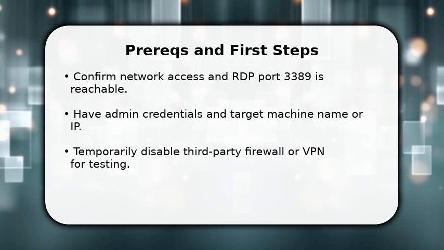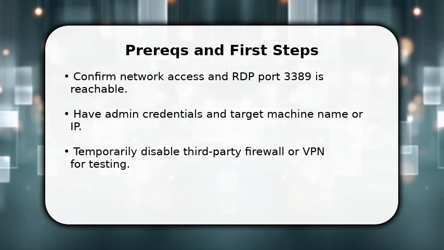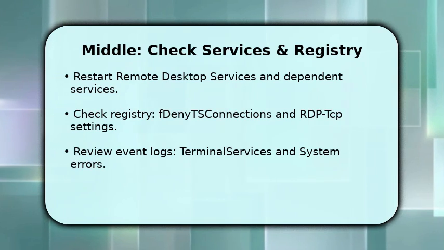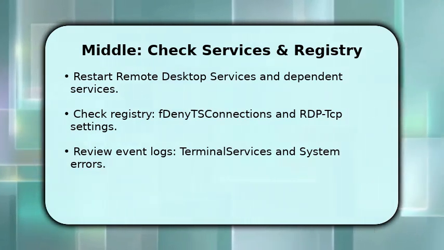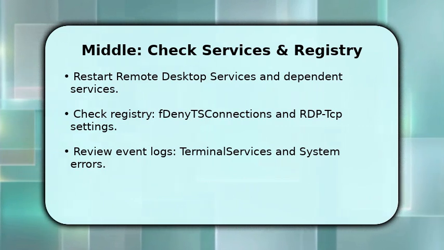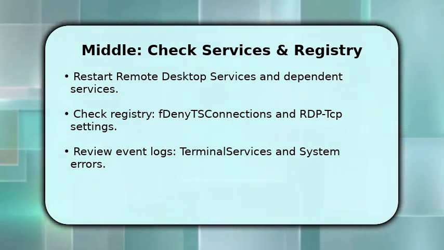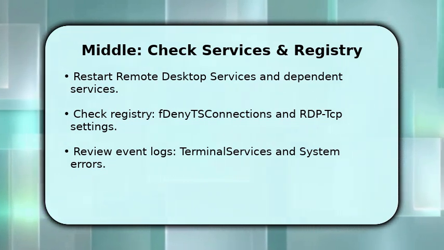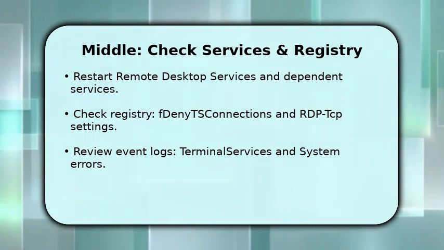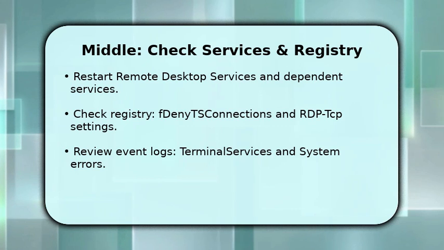Open services and restart remote desktop services plus remote procedure call. Make sure dependencies are started. Then, edit the registry carefully. Confirm HKLM\System\CurrentControlSet\Control\Terminal Server, set fDenyTSConnections equals 0, and review RDP-TCP listener settings.